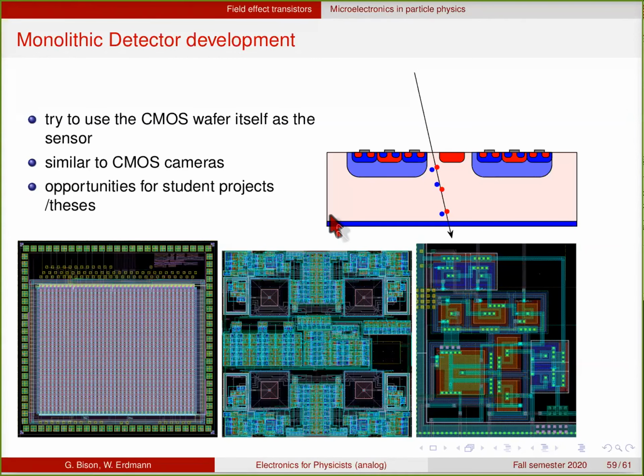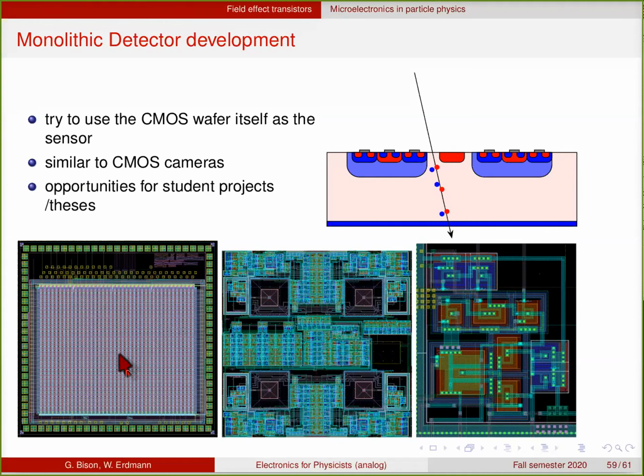There's more development going on at the moment. So this detector has been built and is being operated now. And for the future, we're trying to use the CMOS wafer itself as the sensor. So the principle is the same. So you try to use the bulk of the silicon of the field effect transistor as your sensing element. This is very similar to what CMOS cameras do, in fact.